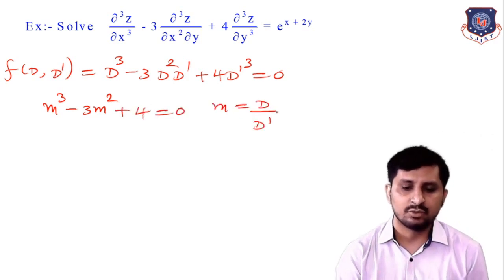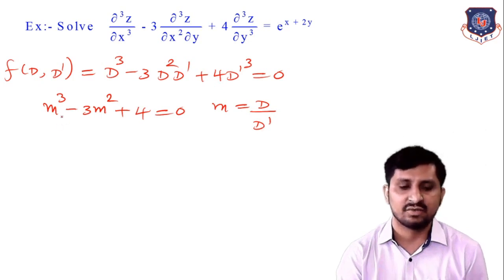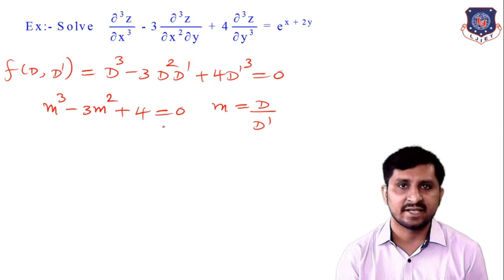So m is equal to D by D dash. Now I want to find the roots of this equation, m cube minus 3m square plus 4 is equal to 0. Now can you understand that first of all minus 1 is one of the roots. Suppose when we take m is equal to minus 1, so minus 1 cube, that is minus 1, minus 3 into minus 1 square, that is minus 3, plus 4, that is equal to 0. I hope you can understand.